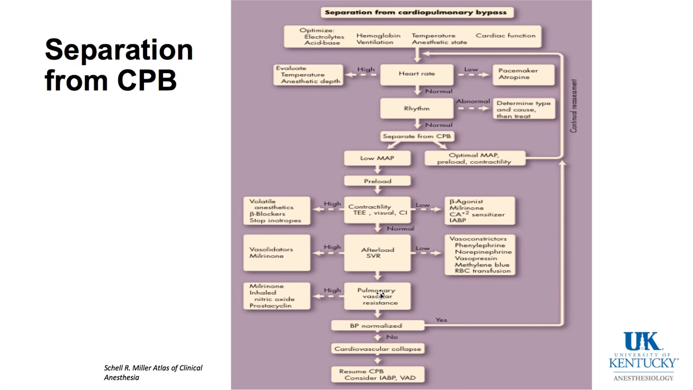And then look at the pulmonary vascular resistance, and if it's high, you may have to give a drug that decreases the pulmonary vascular resistance like milrinone or inhaled nitric oxide. And hopefully you've been able to normalize the blood pressure at that point, normalize your preload, contractility, and afterload, and continuously assess these. If cardiovascular collapse occurs despite all of these, you may need to resume cardiopulmonary bypass and consider balloon pumps or ventricular assist devices.